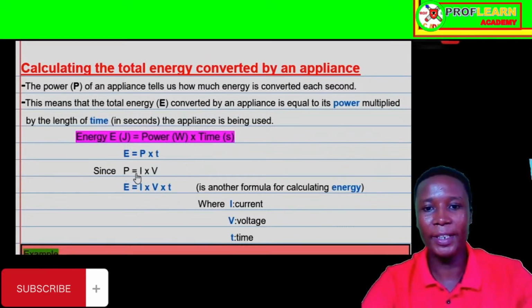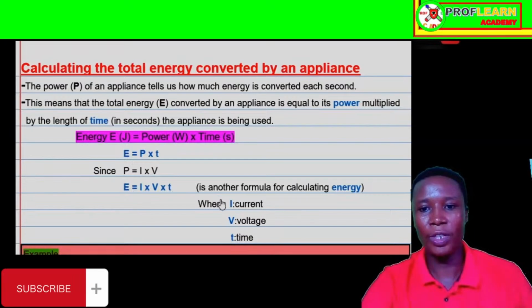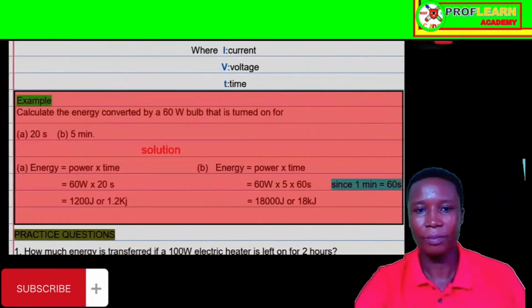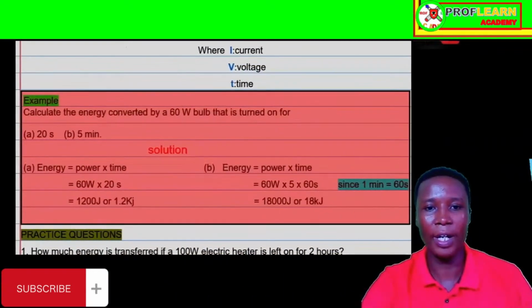But we know power is current times voltage. So this formula can be written as current times voltage times time. So you need to understand I stands for current, V stands for voltage, and T stands for time. Now let us look at an example on how you can answer such kind of questions.